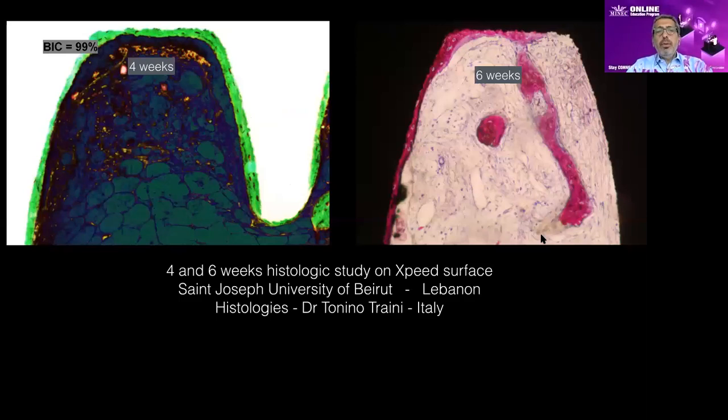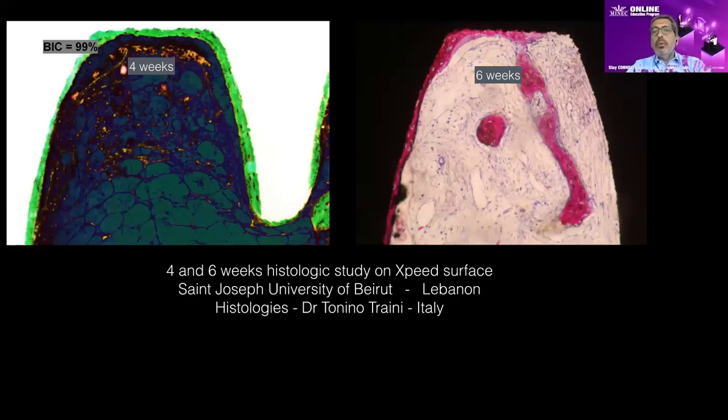The surface is very important, as I told you. These are some of the histological images that were sent by Dr. Tonino Traini in Italy, who is working on this study that I mentioned. And you see the bone that is healing around the X-speed surface. And these are wonderful results. It's only an anecdotal result for the moment. I'm just showing it to you, but we will have the full results soon. But you can see that there is a lot of bone growing at 4 weeks and at 6 weeks over this implant surface. And this is very important to have an implant that will achieve a very high and quick secondary stability, so we can be sure that we can load this implant early or immediately.